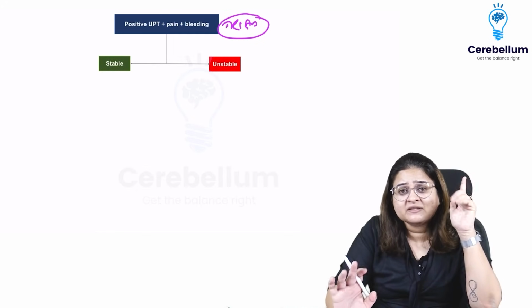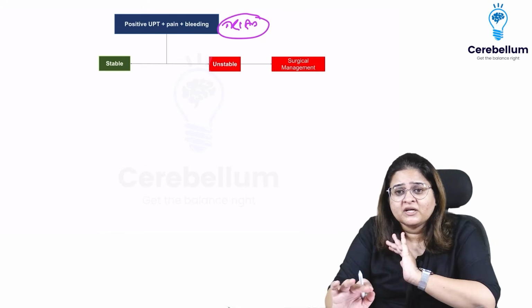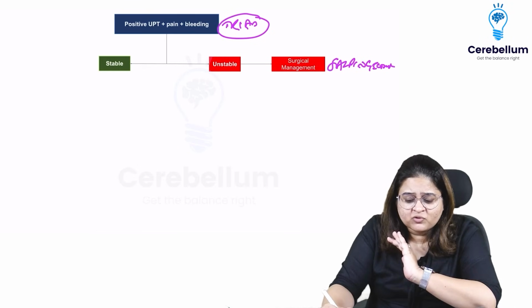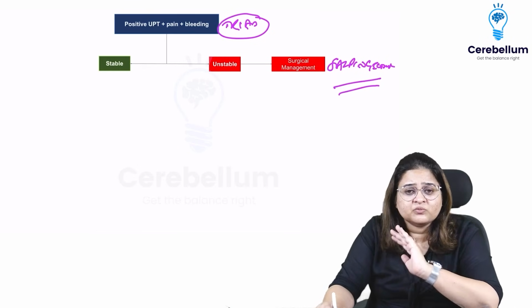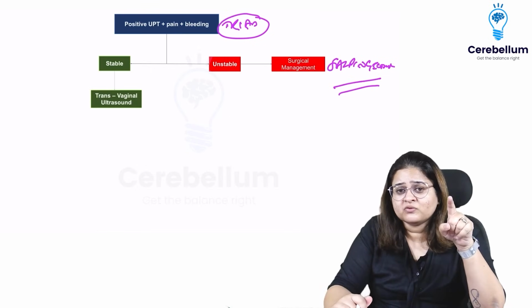If she's unstable, this is pointing directly towards a ruptured ectopic pregnancy. You're not going to waste time. You're going to directly take her up for surgery, either a laparotomy or a laparoscopy, and do a salpingectomy, remove the tube. But if this patient is stable, then it could be an abortion also. So what do we do?